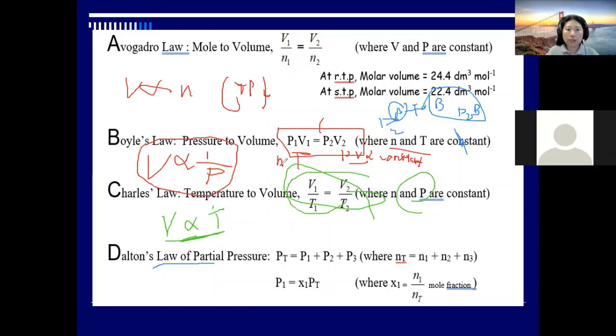Or if you don't know whether to use Boyle's law or Charles's law, then you directly use P1 V1 divided by T1 equals P2 V2 divided by T2. Directly use the general gas law. That is the general gas law.